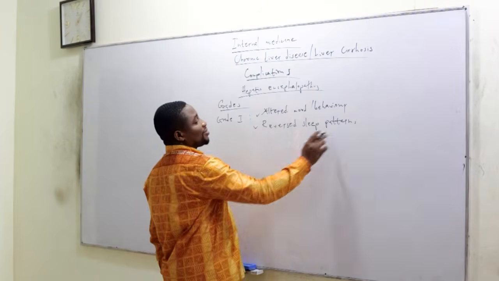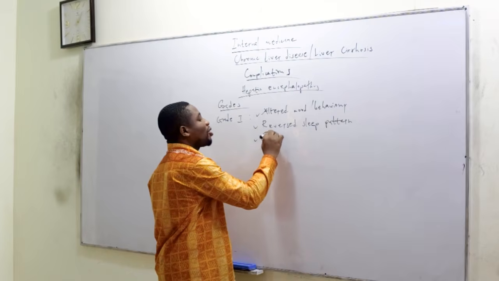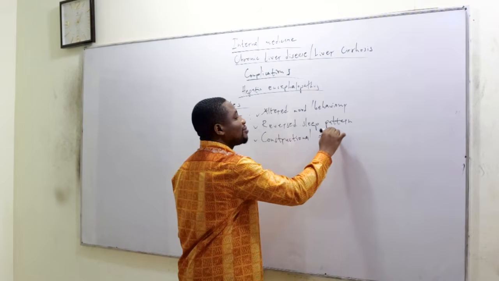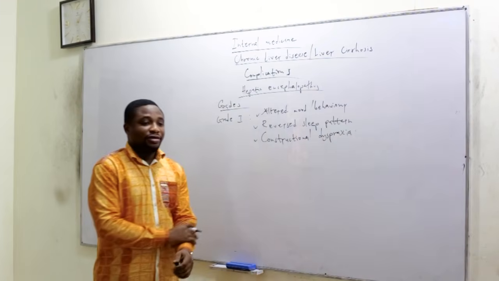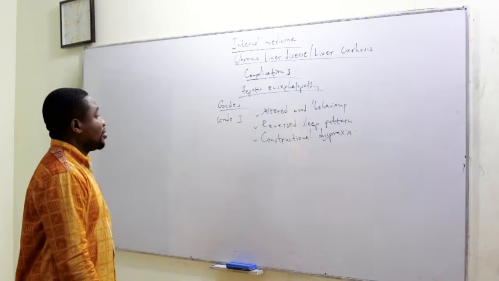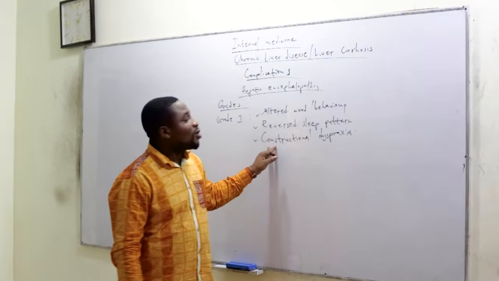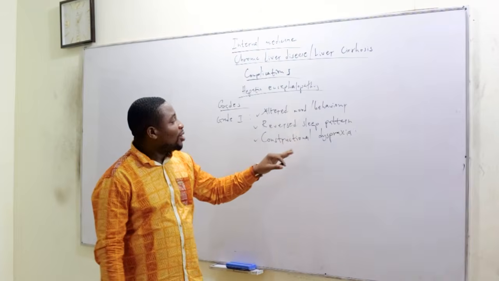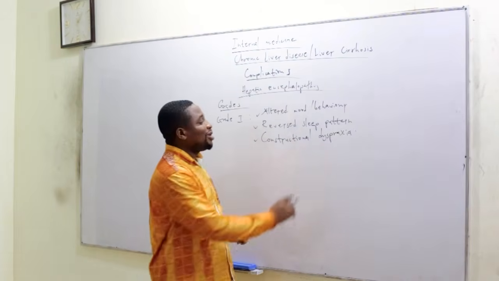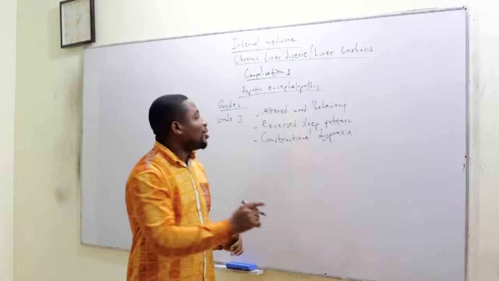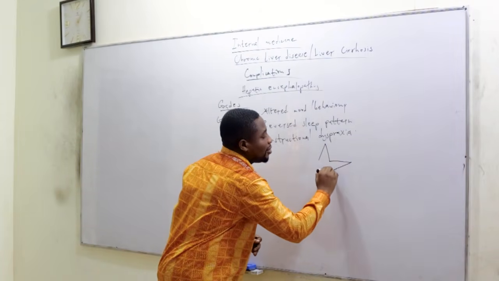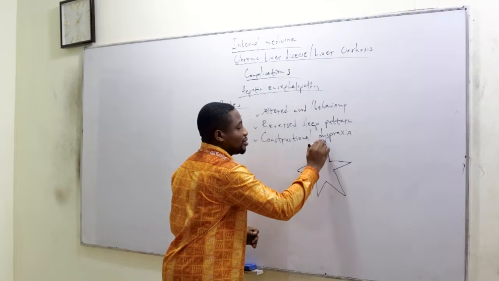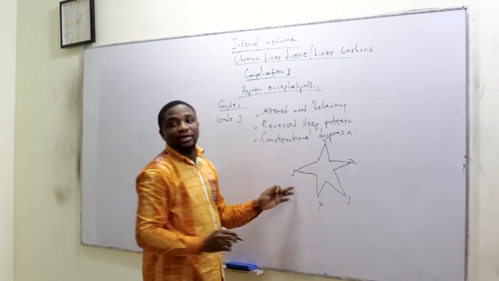Alright, and the next one is what we call constructional dyspraxia. How do you see that? You give a pen and a paper to the patient and ask, please draw a 5-pointed star. 1, 2, 3, 4, 5. You ask them to draw this.